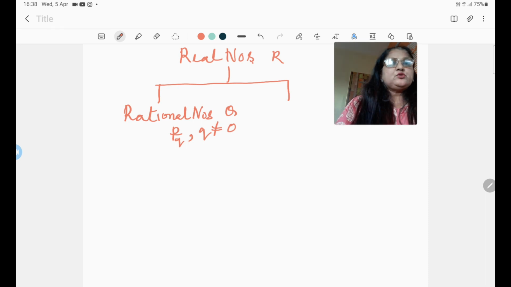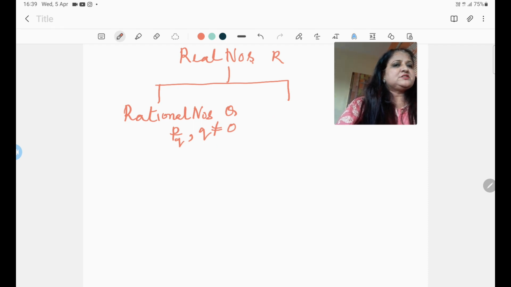Because division by 0 is not defined. If you think of any number and divide it by 0, you won't get an answer. Suppose 3 divided by 0. When you are dividing 3 by 0, you have to think of a number such that when you multiply 0 with that number, you get 3 as the answer. No such number exists. That is why we say that q should not be equal to 0.